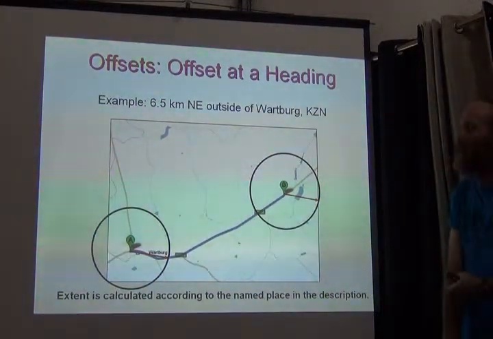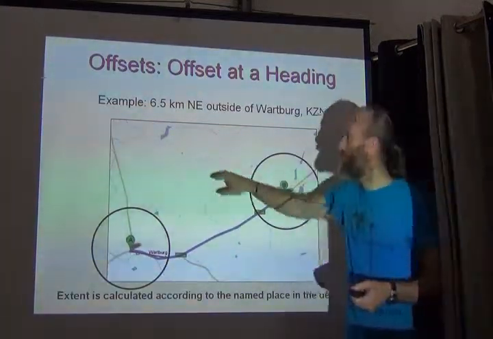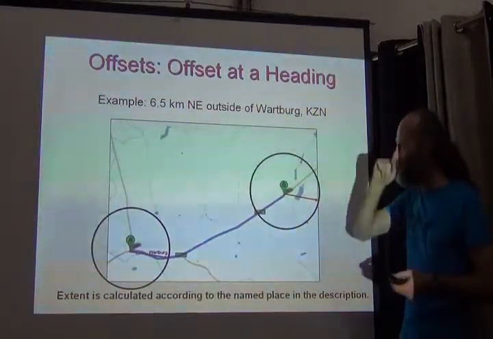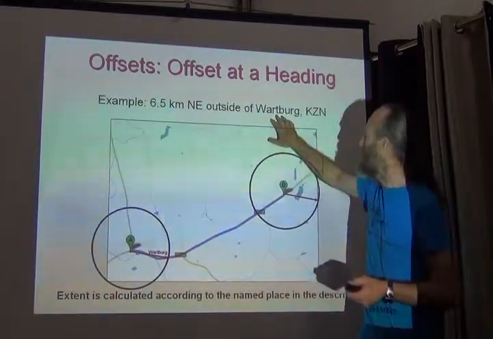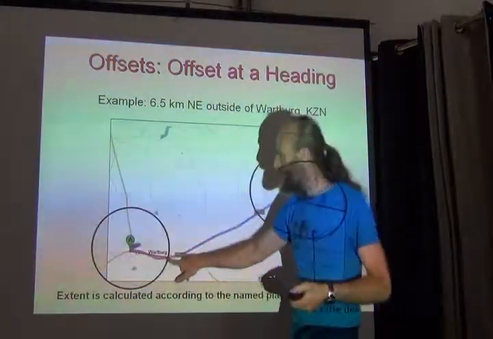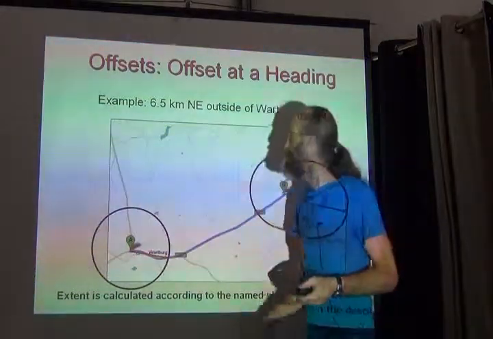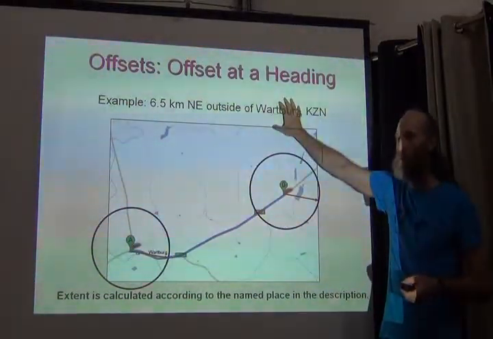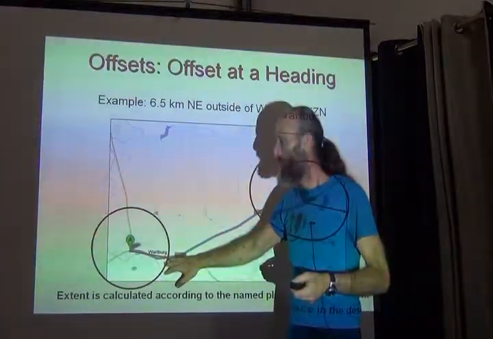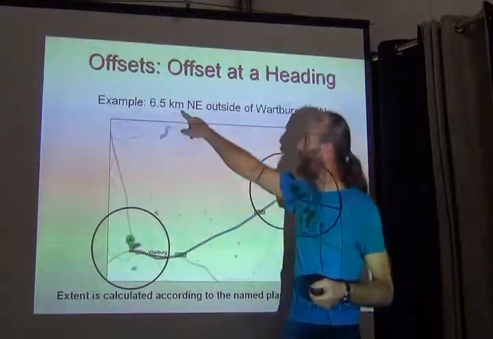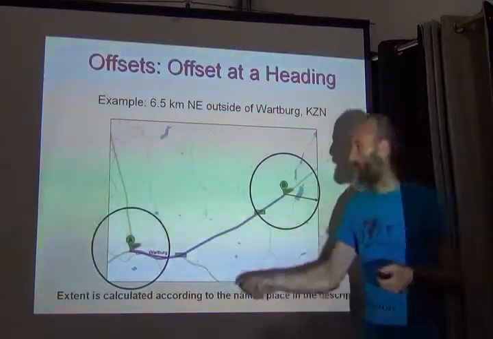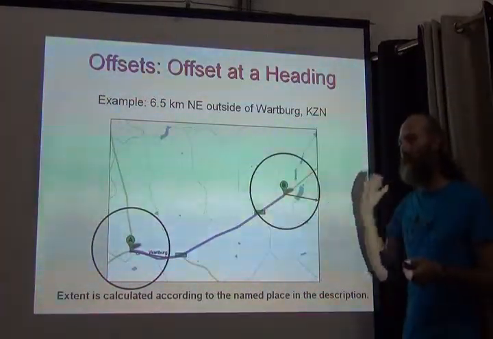Then we finally get to one of the most common ways to describe a locality, and that is to use an offset, add a heading, from a named place. So it's got distance and direction. So in this case, Wartburg is the town. And this circle and this arrow describe just the town, as if I was georeferencing Wartburg alone. What that tells me is the extent of Wartburg, just the extent. Now, I'm going to go 6.5 kilometers northeast from Wartburg, which means that I'm going to take my extent and I'm going to translate it in the northeast direction.